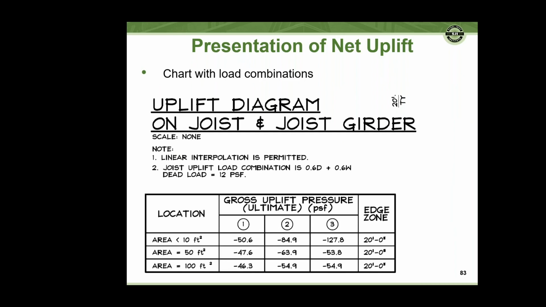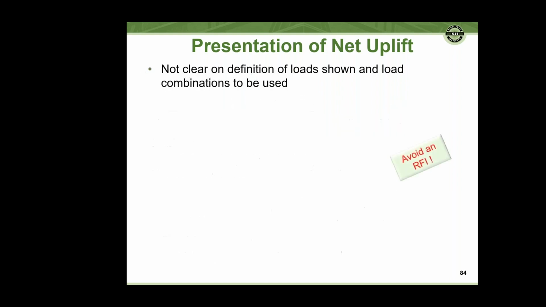Another way of handling this is if there is a chart with pressures and a diagram just showing the uplift zones. At least this chart shows, in note 1, that it's the gross uplift pressure, and then note 2 on here is that the joist uplift load combination is 0.6D plus 0.6W, use a dead load of 12 PSF. So the joist manufacturer is more than capable of doing the math as long as we're clear on what load combinations and loads to use.